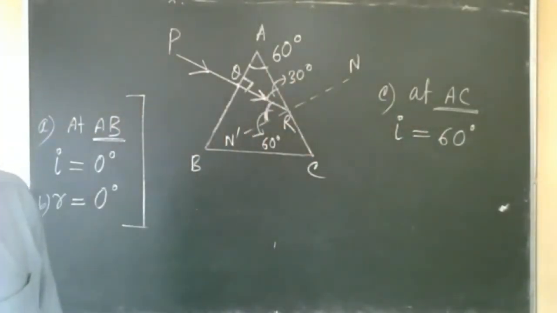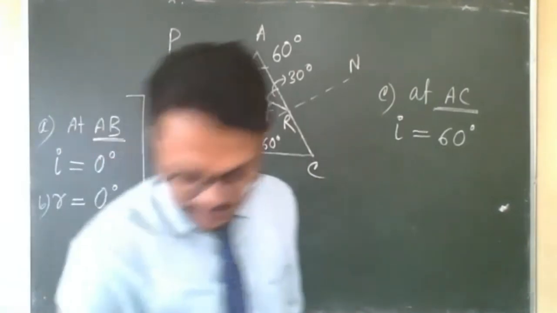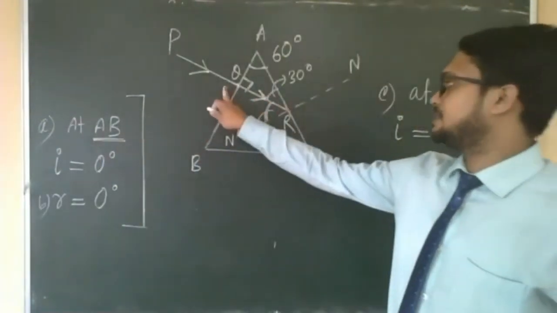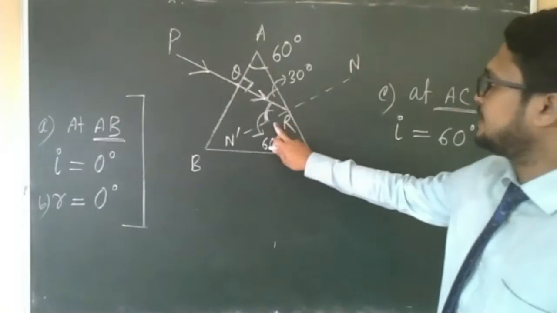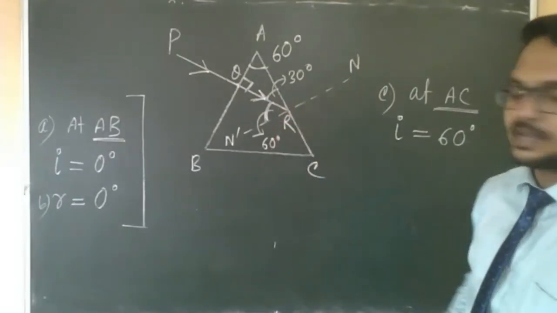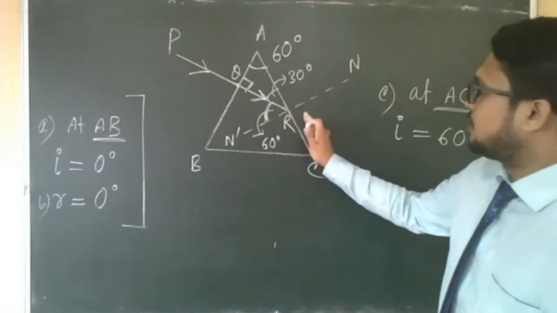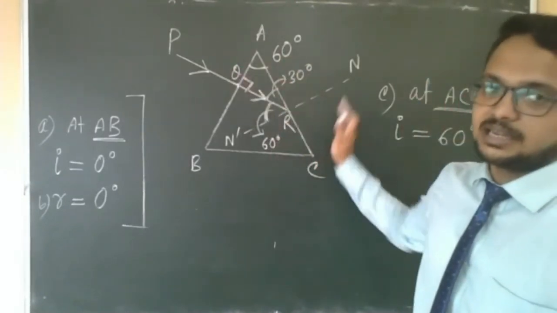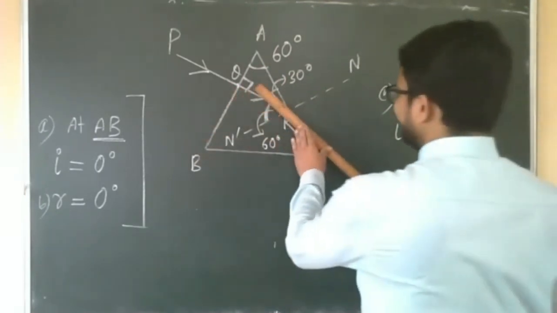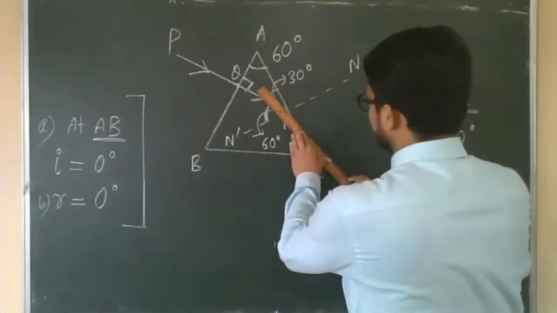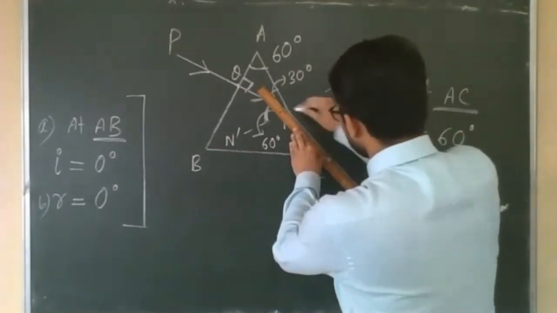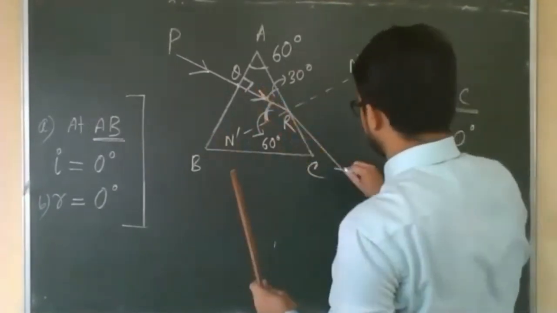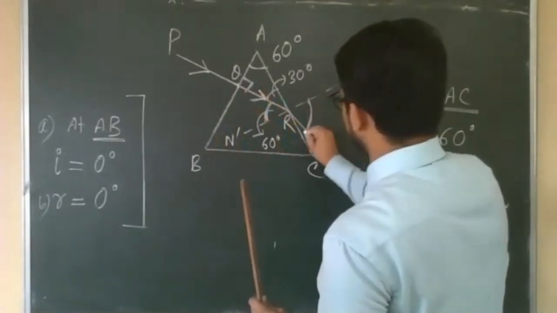And the last question: will the light ray suffer minimum deviation by the prism? Here the angle of incidence is 0 at the first face, and here the angle of incidence is 60. So we will not get a final emergent angle equal to 0, obviously, because it will bend. It will bend in this direction, and this angle will be more than 60 degrees.